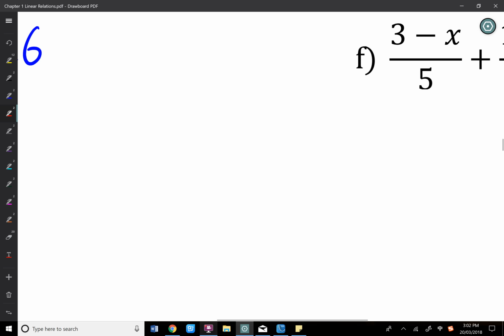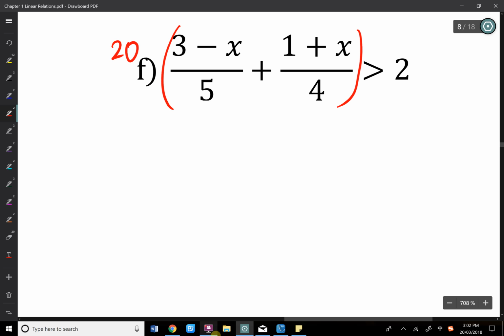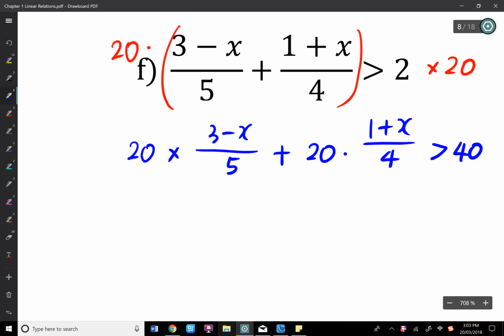We'll do one last example here. What do you think I need to do first? How can I get rid of the denominator? By 20. Good. So we'll multiply everything by 20. So we have 20 times (3 minus x) over 5 plus 20 times (1 plus x) over 4, greater than 40.